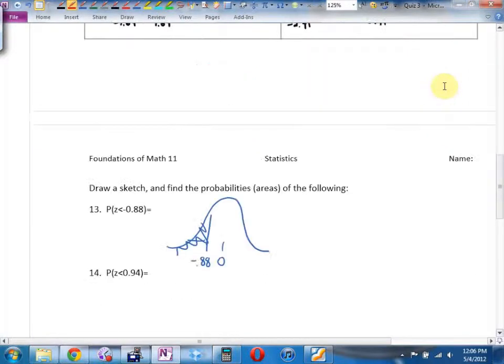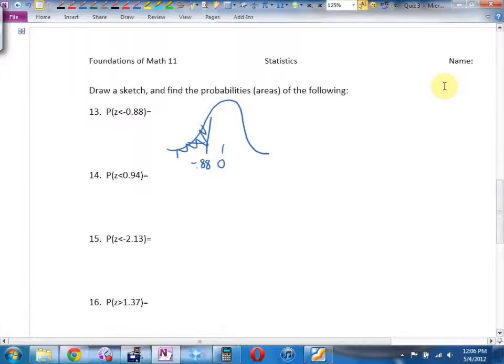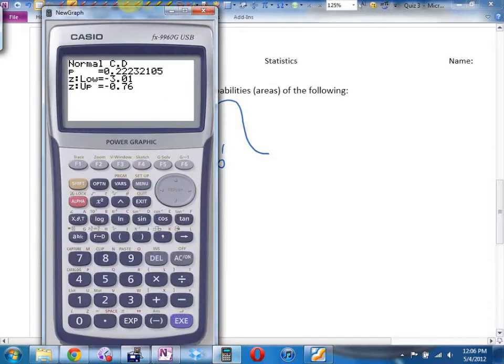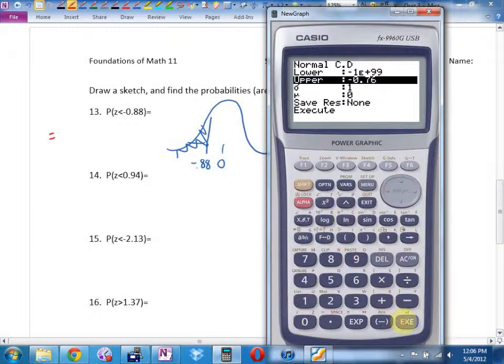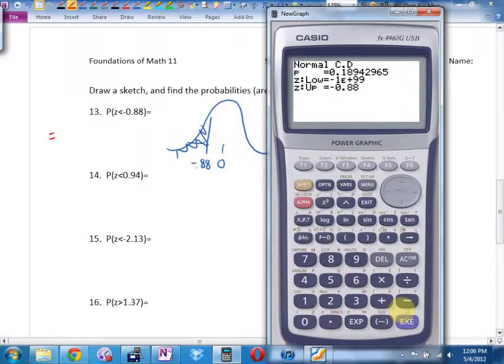Turn the page. I said drawing these helps, at least for me. My lower value is going to be negative infinity. My upper value is going to be negative 0.88, 0.1894.